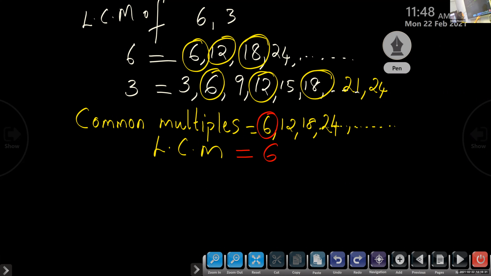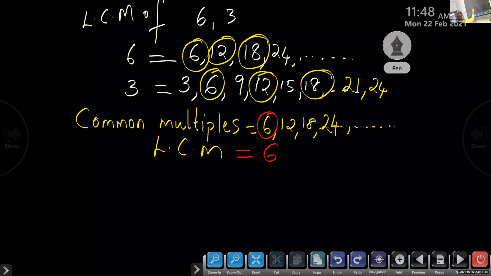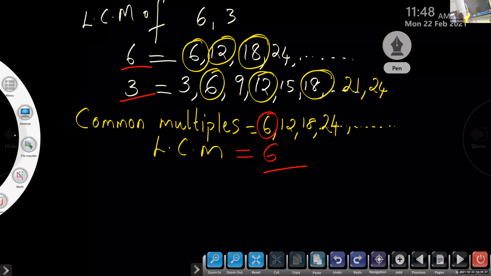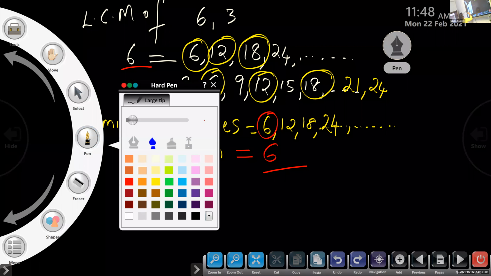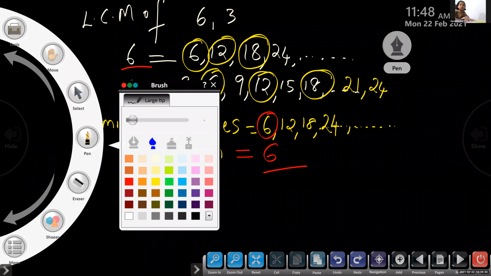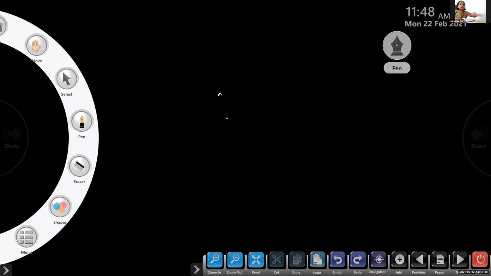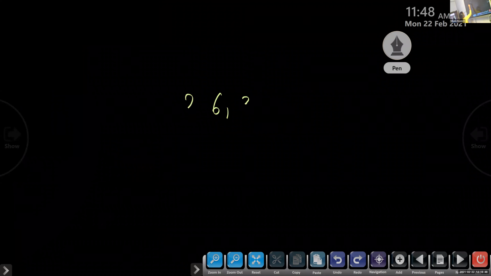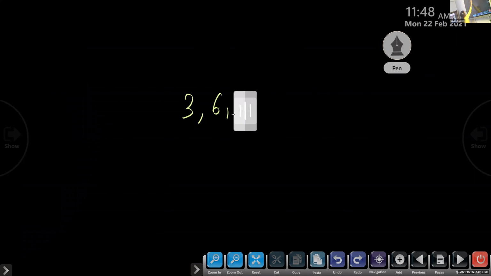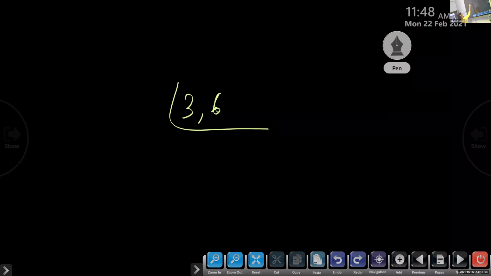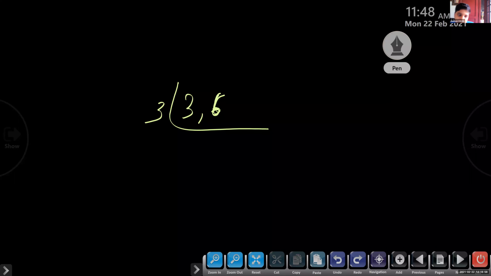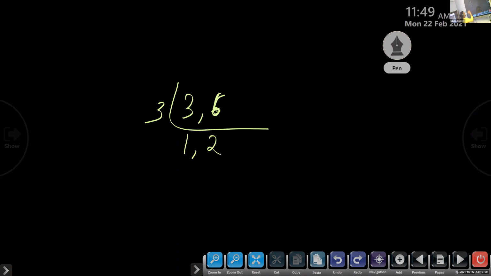So here the LCM is 6. We are finding it for 6 and 3. Again we are going to take the same question with a different method. I'll write 3 and 6. First of all, what will we do? Division together. 3 and 6, which is the common factor? We can take 3. 1 into 3 is 3, 3 ones are 3 and 2 and 6.